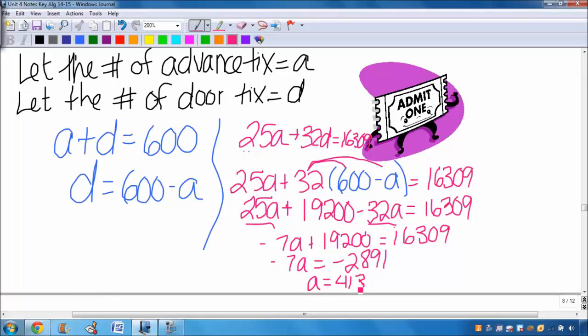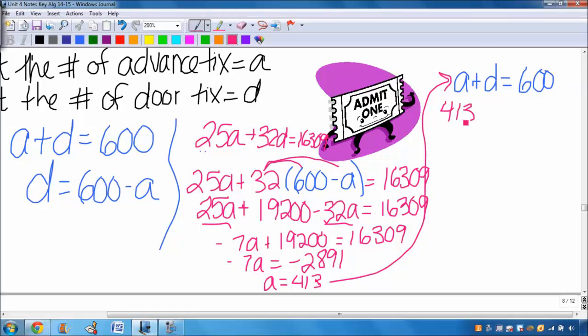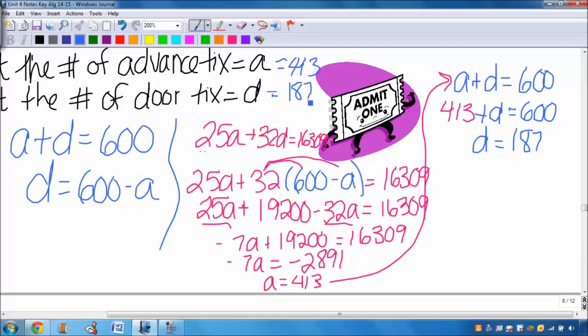Okay, but how many tickets were sold at the door? Well, you know that A plus D equals 600, right? So that's what I'm going to use as my equation. You can use any equation you want. I prefer to use this one because it's simpler. It's a lot easier to deal with. So instead of A, I'm going to replace it with 413 plus D equals 600. Subtract 413 from both sides. It means that D is equal to 187. Okay, so there were 413 advance tickets and 187 tickets sold at the door.